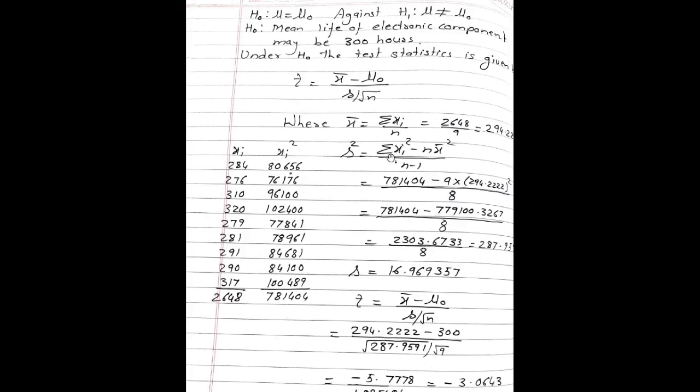We need summation xi square also. So we'll write xi square column as 284 square becomes 80656. 276 square becomes 76176. 310 square becomes 96100. 320 square becomes 102400. 279 square becomes 77841. 281 square can be written as 78961. 291 square becomes 84681. 290 square becomes 84100, and 317 square is 100489.